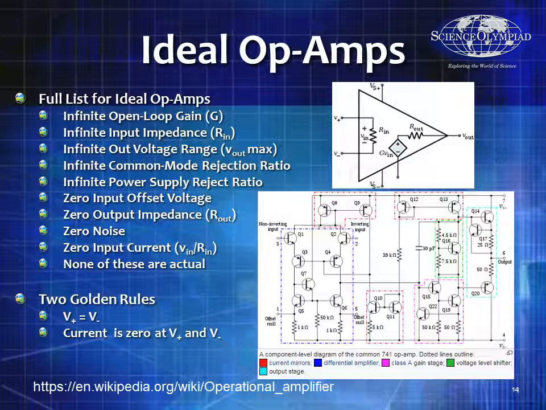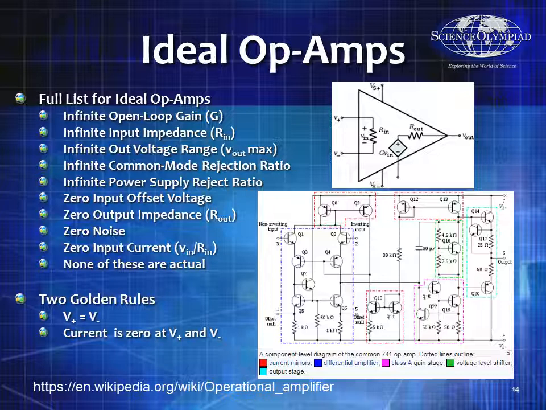Now, because Rn is infinite, that means that the voltage going into V plus and coming out of V minus is actually going to be 0. We're also saying that R out is going to be 0 because it's so well made, there's no internal resistance. There's going to be no noise. And none of these are actually actual.